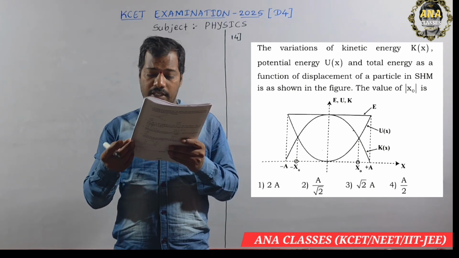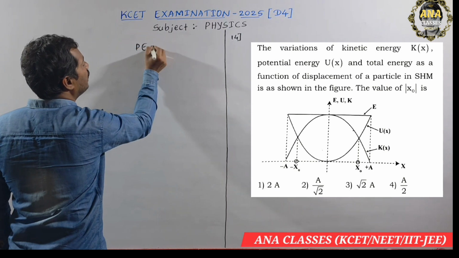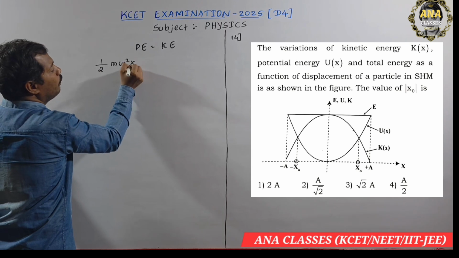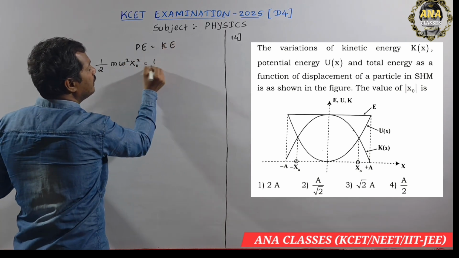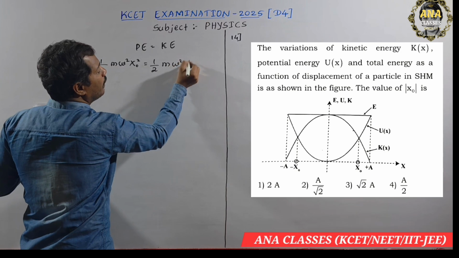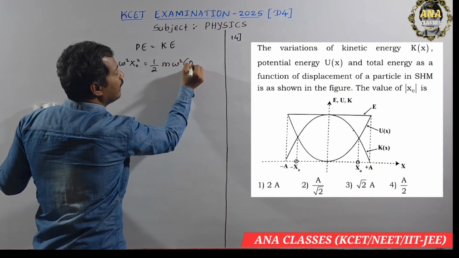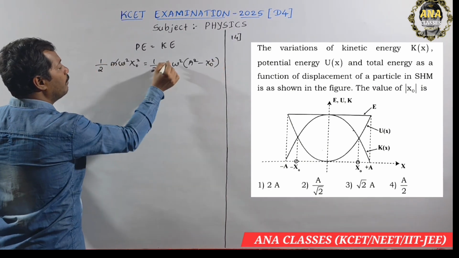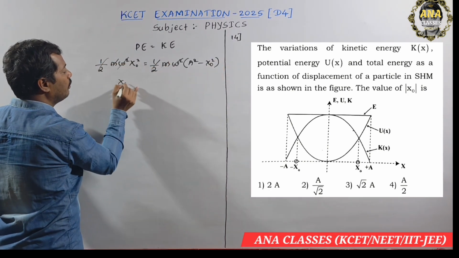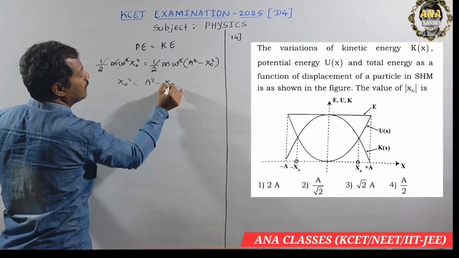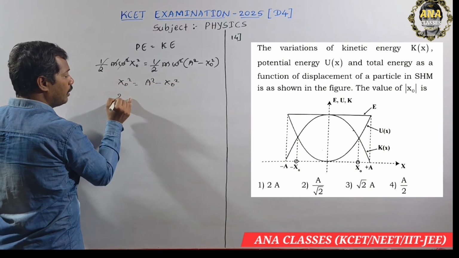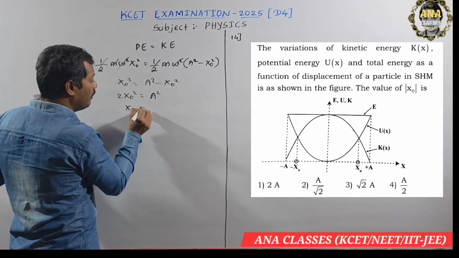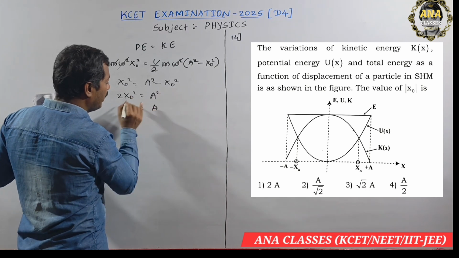The value of x naught: just take the potential energy equal to the kinetic energy. Half m omega square into x naught square is equal to the kinetic energy, which is half m omega square into v square, and that equation is a square minus x naught square. Now m cancels, omega square and half cancel, so x naught square is equal to a square minus x naught square. Take it to the LHS: 2 times x naught square is equal to a square, so x naught is equal to a by root 2.